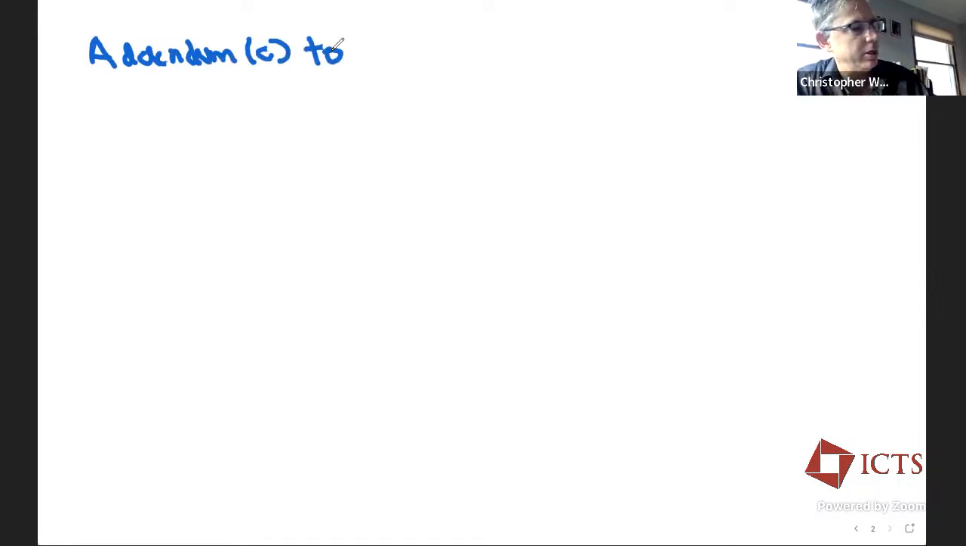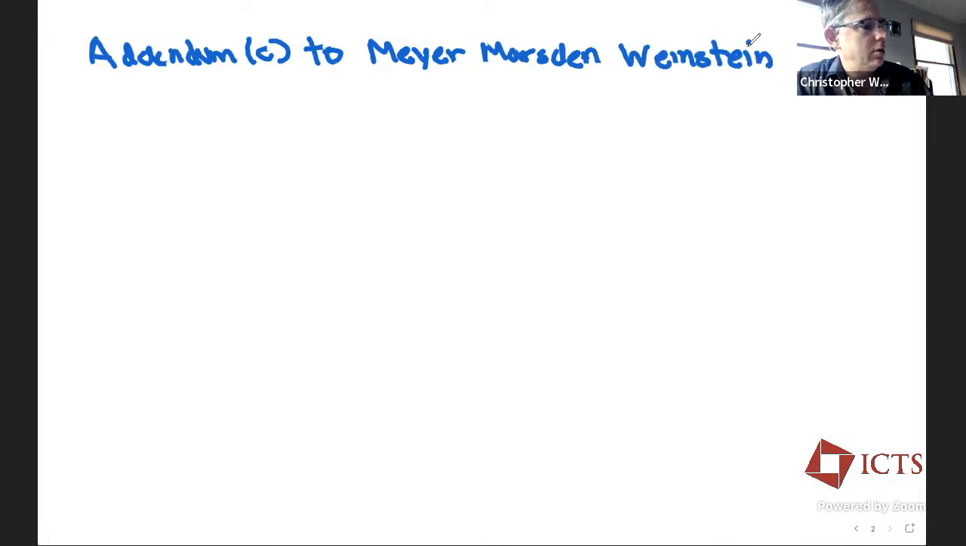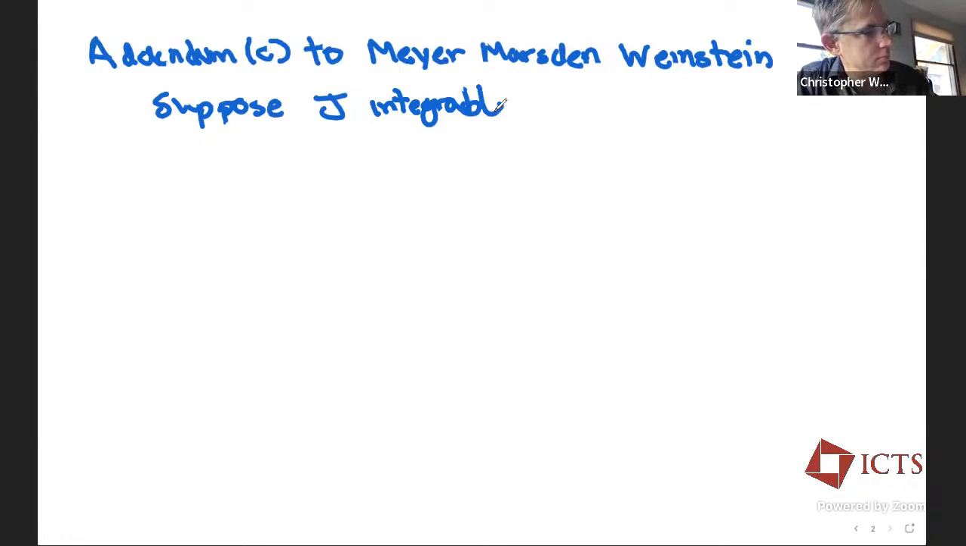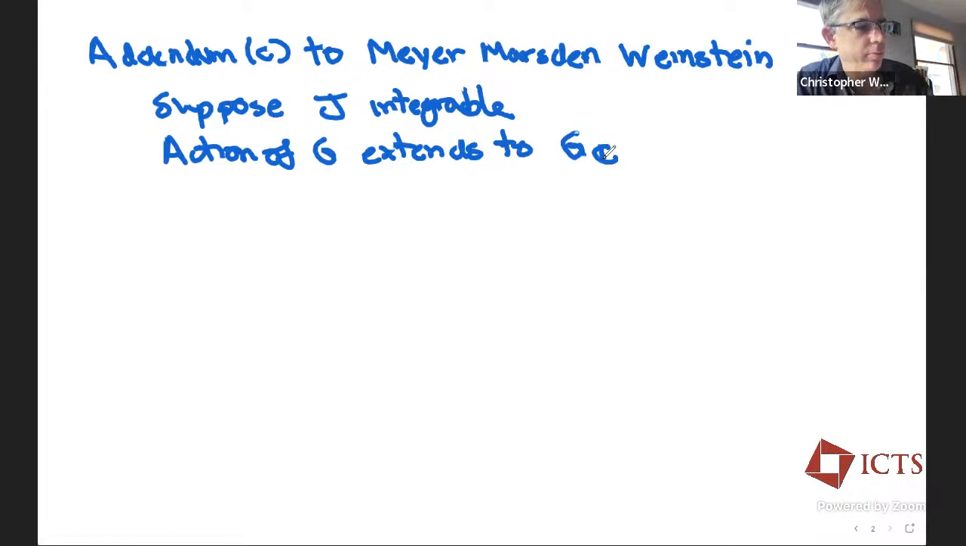So let's make one addendum. This is addendum C to the Meyer-Marsden-Weinstein theorem, which is that suppose that the J on M is integrable, and the G action extends to the complexified group G_C.